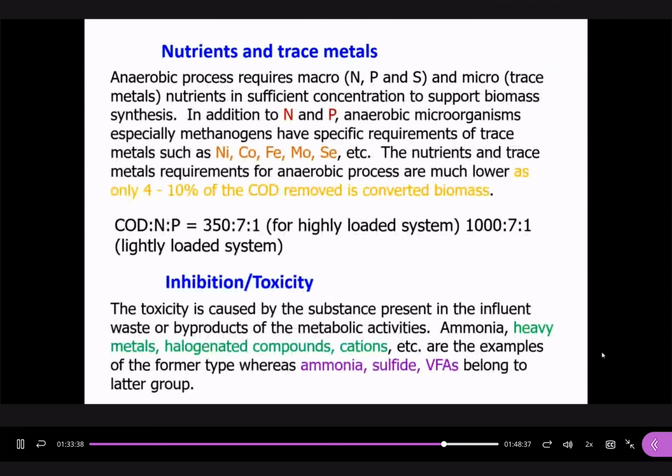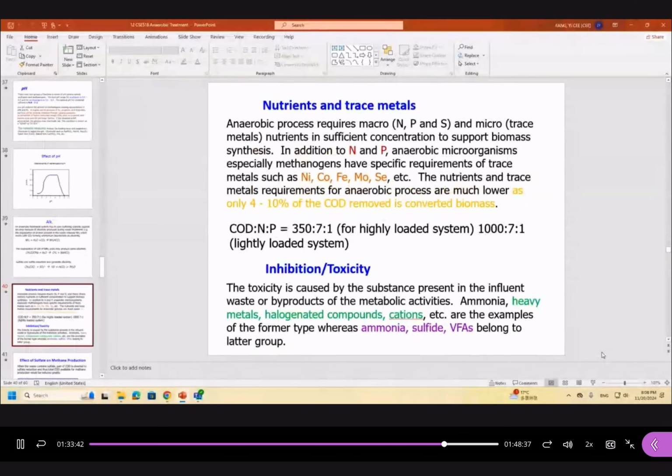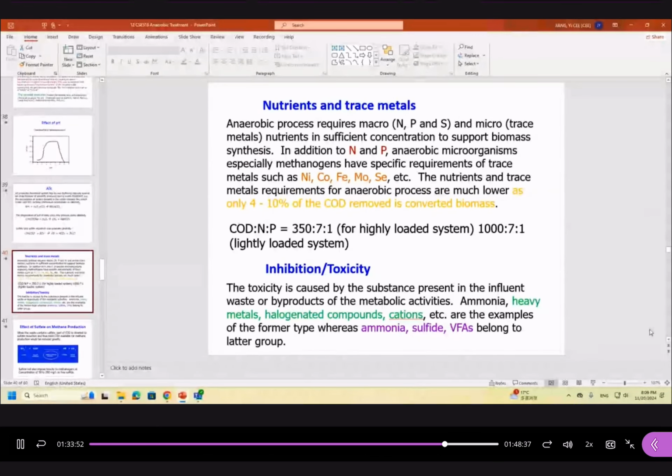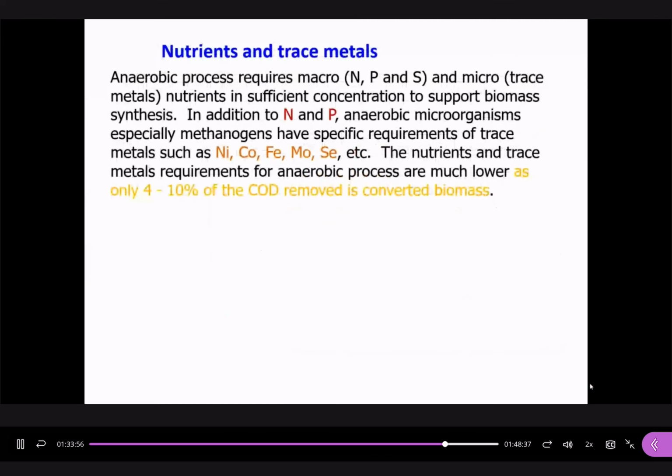What is the time? How many pages do we have? So we should finish. No, I cut many of the slides. You have only 40 something, right? Yeah. So let's continue and finish early. I want to reduce the burden, so I cut many slides.